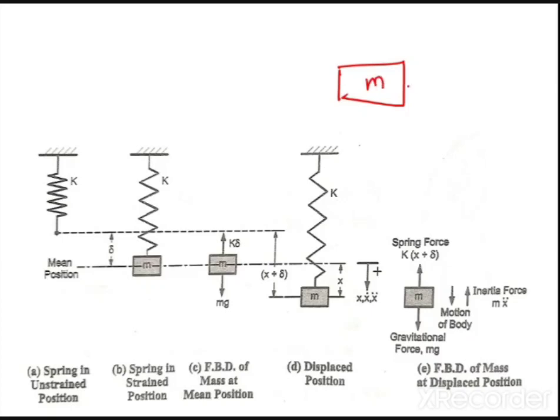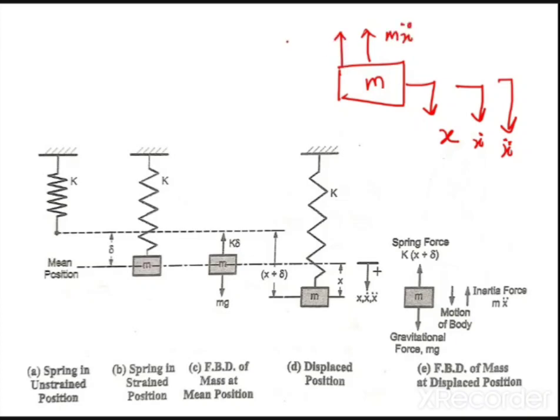Let us say M. Where is the displacement of the mass? X. So where will be the acceleration and velocity? Downward. Now, first of all, locate the inertia force. Inertia force always acts opposite to the displacement. What is inertia force? M x double dot, opposite to the x.